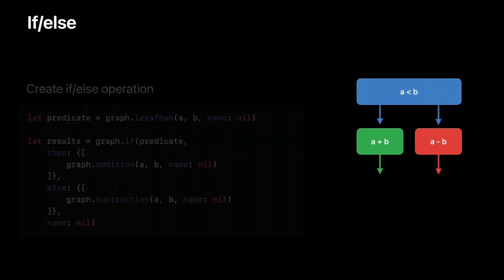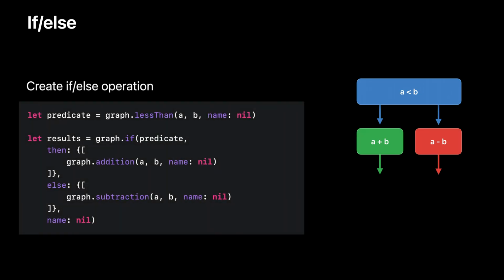Let's look at how to set up an if-else branch in code. Let's take a very simple example of two input scalar tensors. If the first tensor is smaller than the second, we return the sum of the operations. Else, we return the difference. First, we compute the predicate and pass that to the API. Next, when the predicate is true, we compute the then block and add the tensors. Finally, when the predicate is false, we compute the else block and subtract the tensors.